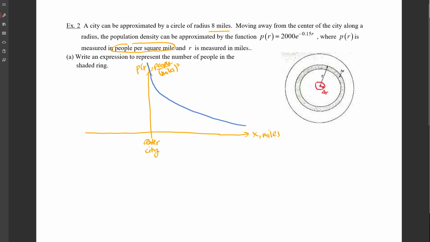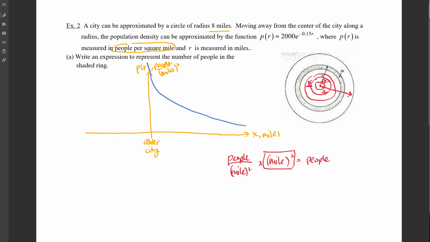Well, think about it. It'll be people per square mile, and I want to multiply that by miles squared in order to get the number of people. So I need to multiply by some sort of area. What kind of area would I multiply by? It's got to be something where r gets bigger and bigger, so it has to have a delta r in it. I'm going to move out another delta r, and then another delta r, and this distance right here would be my delta r.